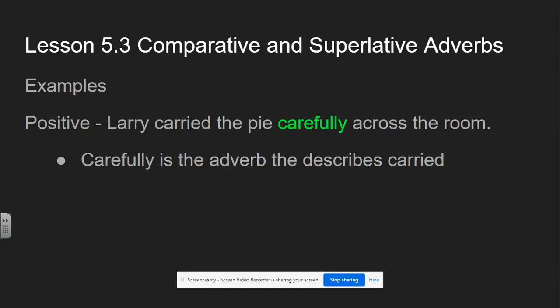Here's an example. Positive: Larry carried the pie carefully across the room. Carefully is the adverb that describes carried. Larry's not being compared to anybody else at this point. He's simply carrying his pie carefully across the room. Please write this in your notebook.